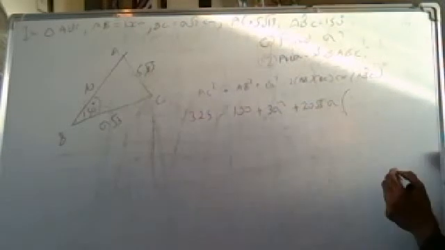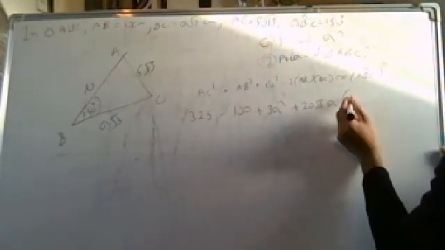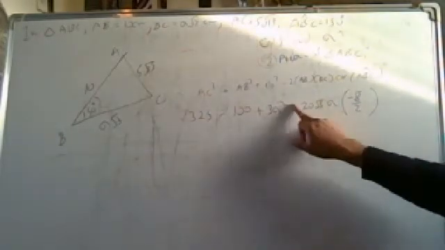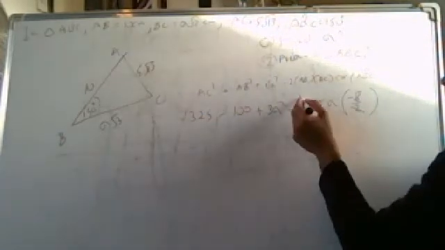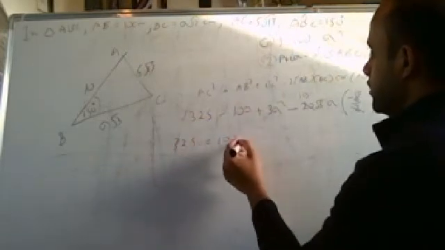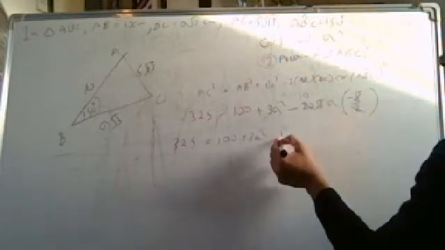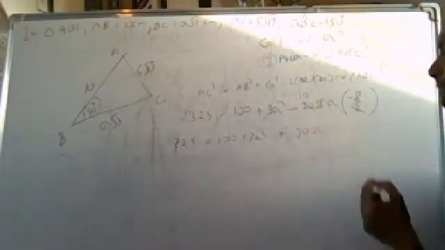Times cos ABC. So cos 150 is the same as minus root 3 over 2. You can actually check that with the calculator if you want to double check. So I can cancel here, the 20 and the 2 cancel to become 10 anyway. So let's rewrite this again. It will be 325 equals 100 plus 3a squared. Root 3 times, so minus and minus makes a plus. Root 3 times root 3 is 3, times the 10 is 30a.